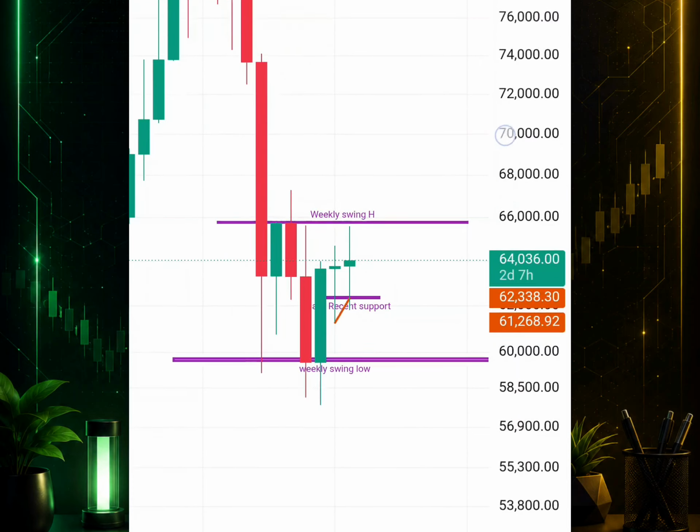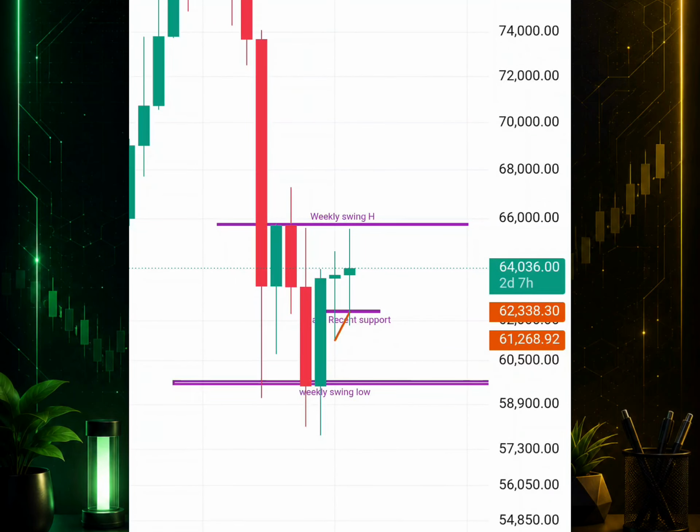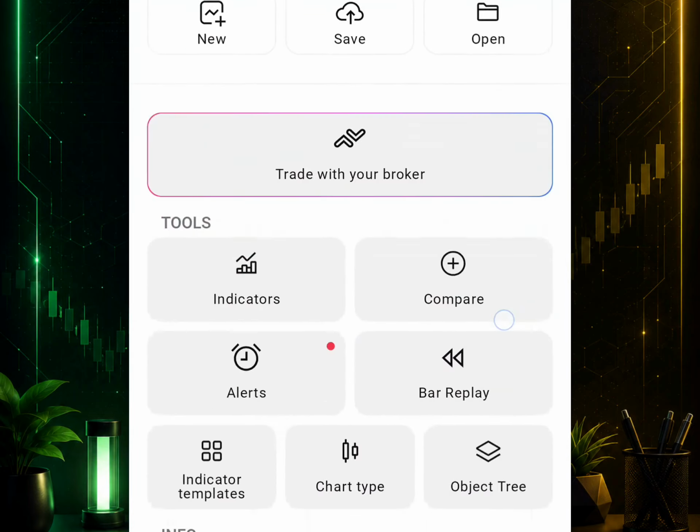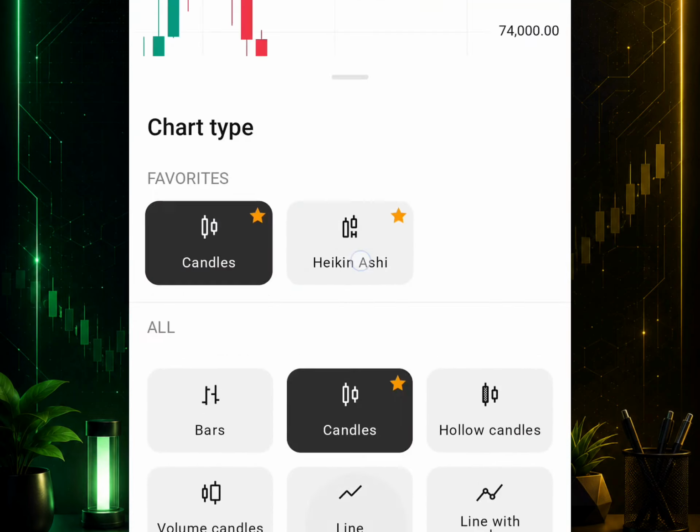I've already marked, can you see, this is my swing low, this is my swing high on weekly, and this is my weekly swing low. You can see the market is respecting that area, so that's the key level. All right, the market failed to break. So now let me change this candle to line. The line will give me, and you can see this is how I draw my line.